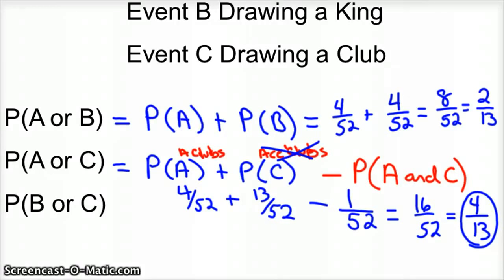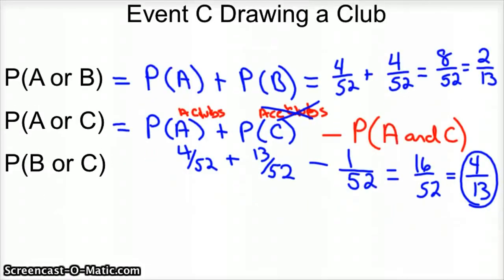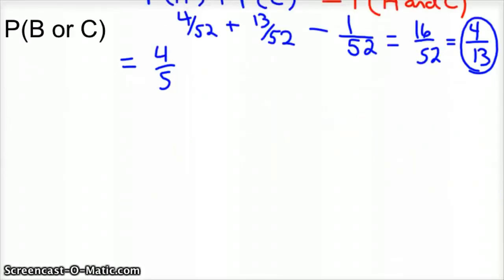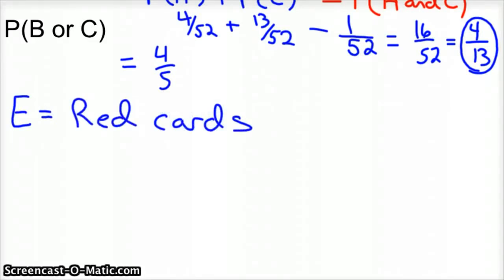And then the bottom one would be king or a club, and it's pretty similar because there's 4 kings. I should have picked a different example. And I guess I have time. Let's not do that one because it's exactly the same as the last one. Let's do a different one. Let's add an event E here, and let's call event E red cards. Okay, so half the deck is red cards. And let's do another event. Let's call F black cards.